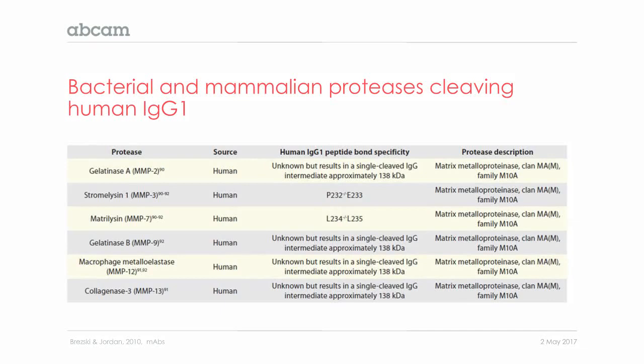It turns out that in the literature, MMPs such as MMP 2, 3, 7, 9, 12, and 13 can all cleave antibodies in the hinge region at very specific sites. We also know some of these proteases, such as MMP7 and MMP9, are poor prognosis markers for tumor progression.